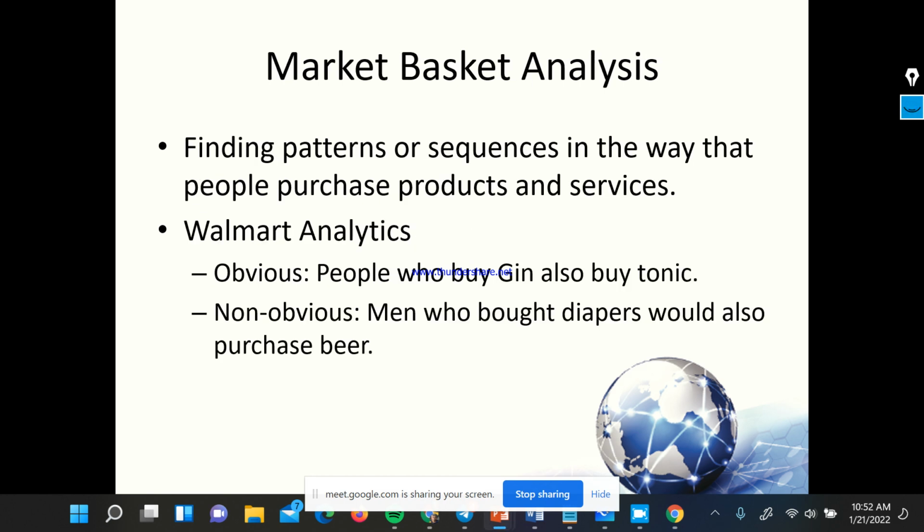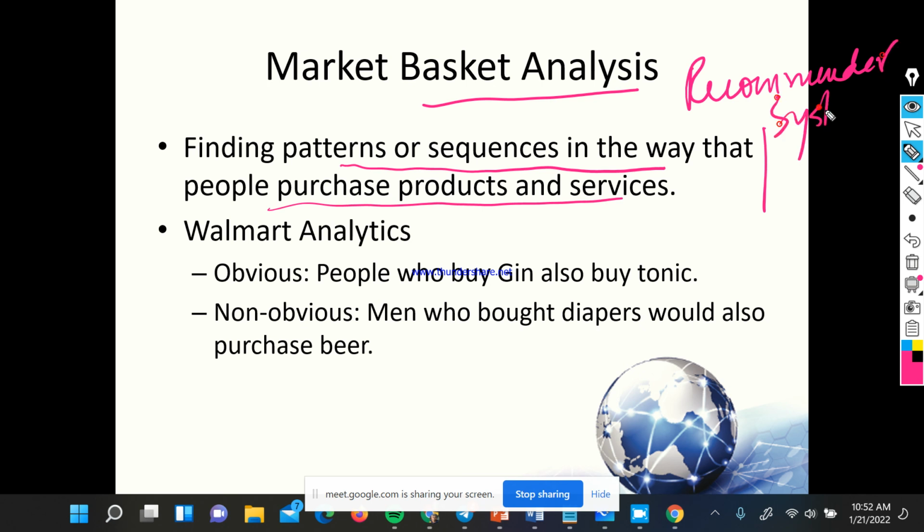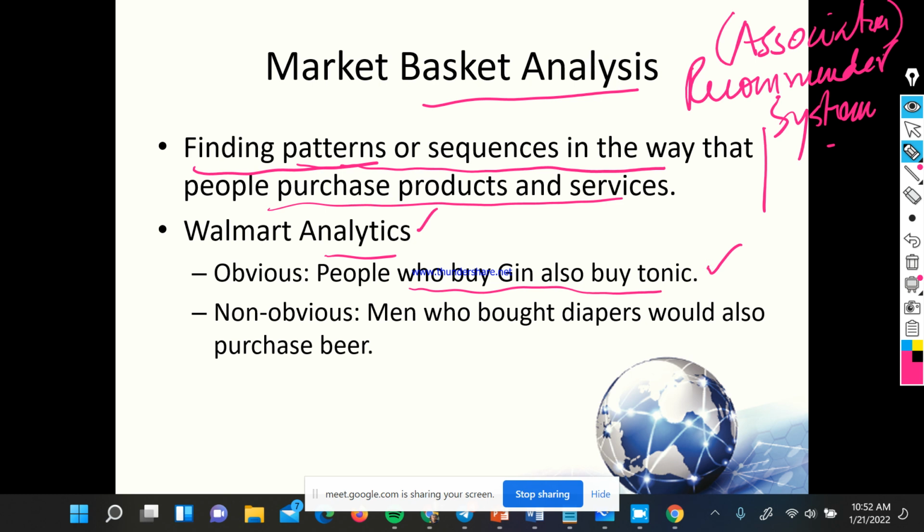Talking about market basket analysis, as you see, find pattern or sequence in a way that people purchase products. We have seen this commonly in all recommender systems. Recommender system is very popular, and recommender system practically uses the concept of finding patterns. That means association rule mining. This is practically an example of association rule mining. Recommender systems use it, and we have seen that Walmart and Netflix, people who buy gin also buy tonic, and those kinds of obvious and non-obvious things.